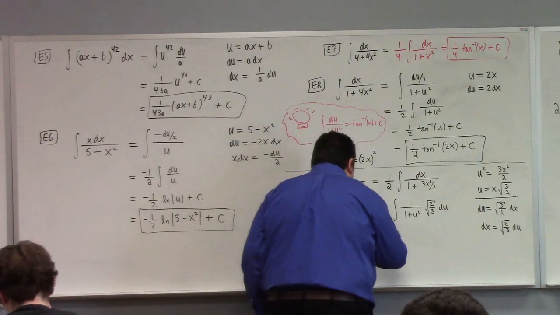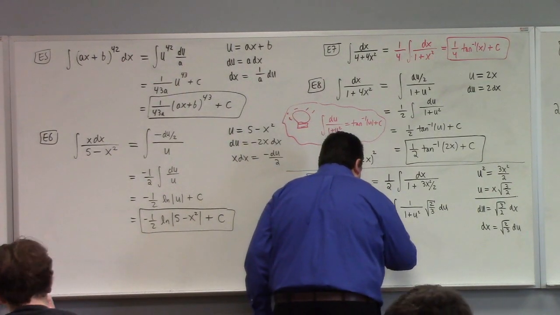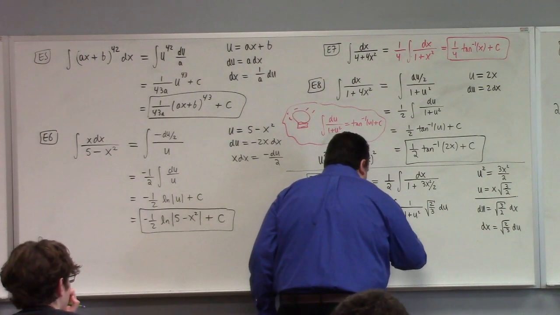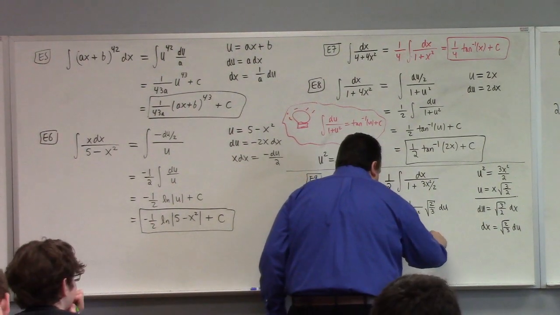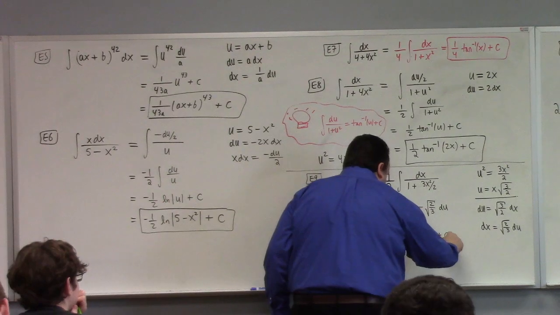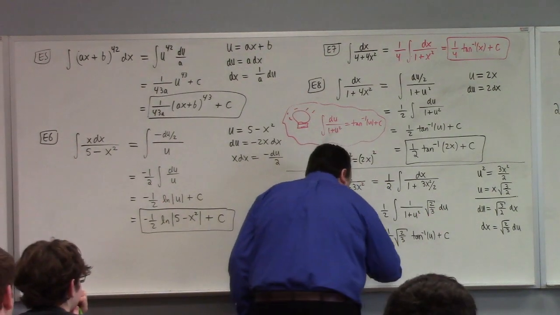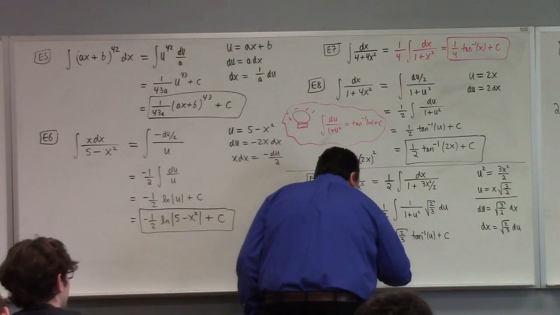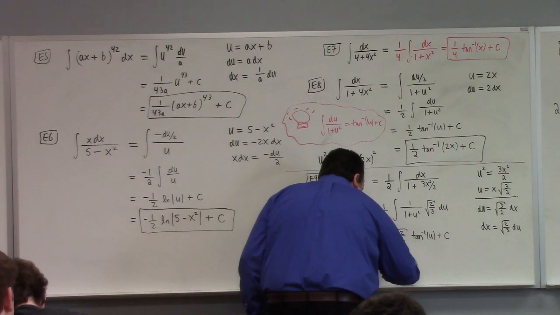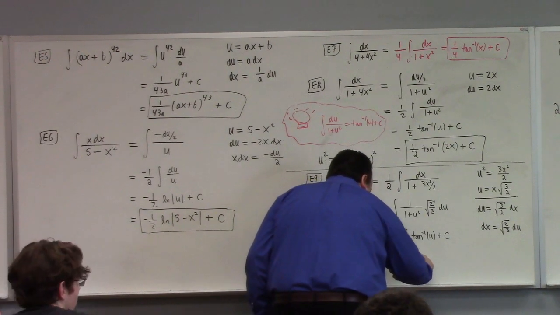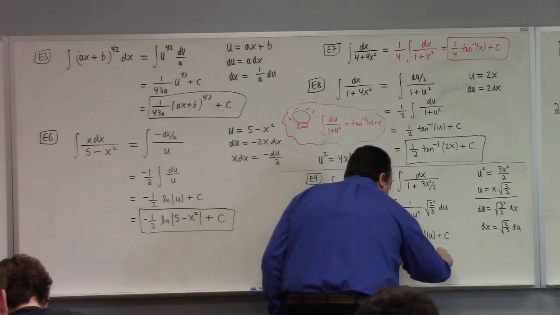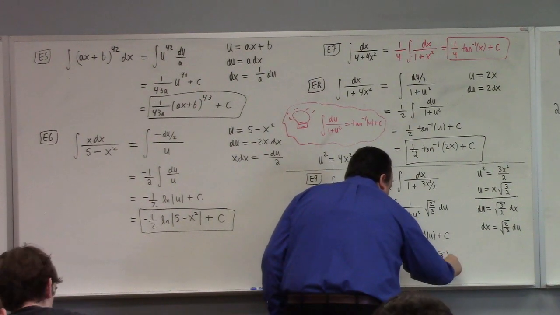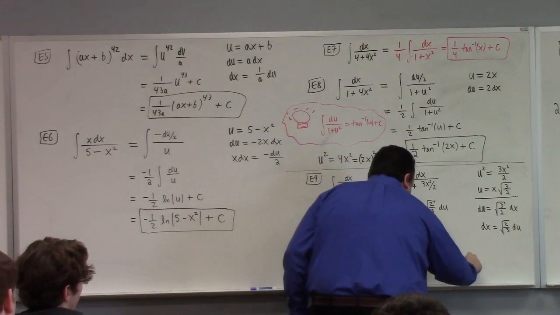Which gives me 1 over 2 square root of 2 over 3 inverse tangent of u plus a constant, and then go back to where we started. So the answer is 1/2 times the square root of 2 over 3 inverse tangent of x times root 3 over 2 plus a constant.